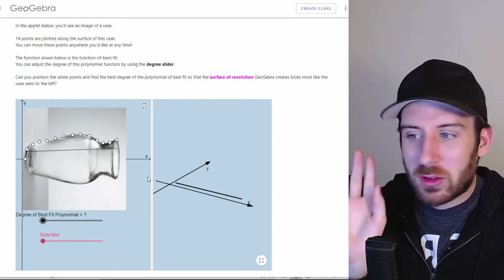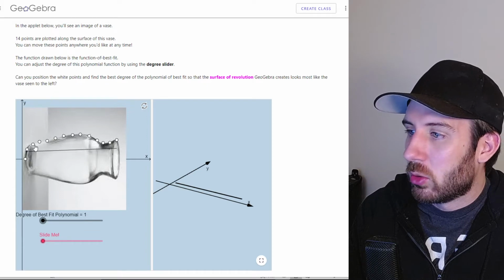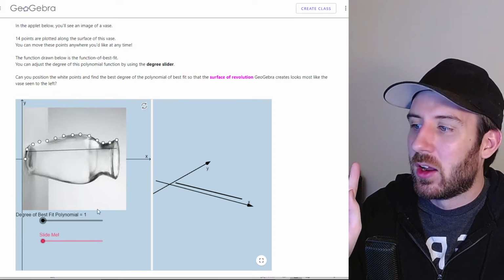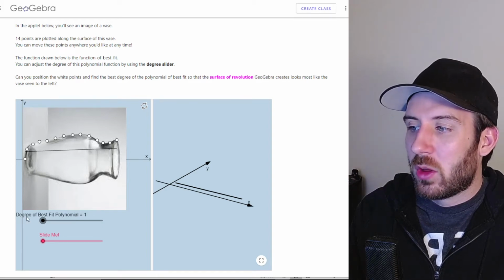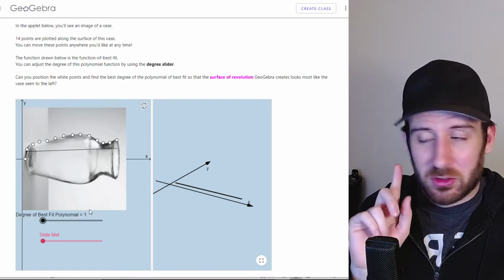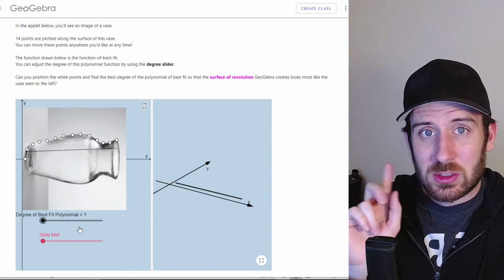and then it's connecting those with a nice smooth curve. So, for example, here you can see that there are, I don't know how many dots here, 1, 2, 3, 4, 5, 6, 7, about 14 dots here. And so right now I'm looking at trying to model all this with a degree of best fit polynomial equal to 1. So let's clarify what that is. I'm making a polynomial whose degree is equal to 1.